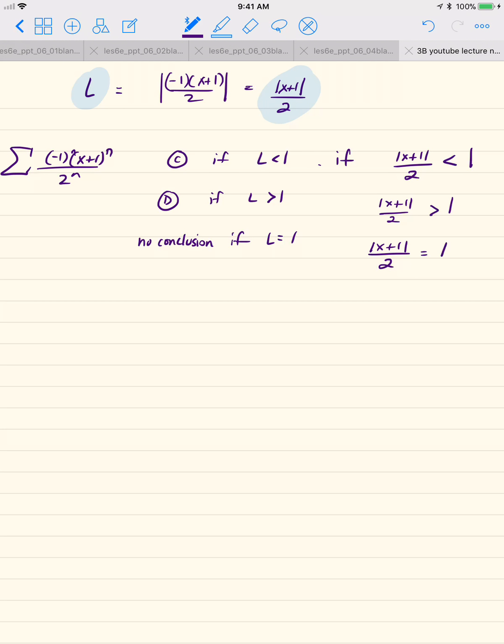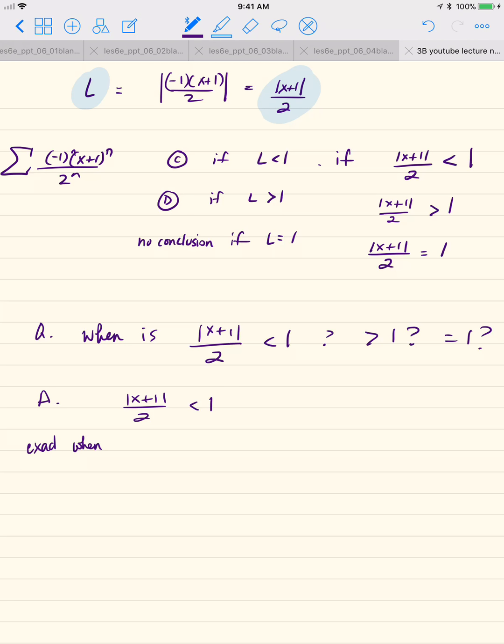So now let's look at when is the absolute value of x plus 1 over 2 less than 1? When is it greater than 1? And when is it equal to 1? Well, at this point, we're just solving inequalities. So the absolute value of x plus 1 over 2 is less than 1 exactly when the absolute value of x plus 1 is less than 2, because I can just multiply both sides of the inequality by 2.